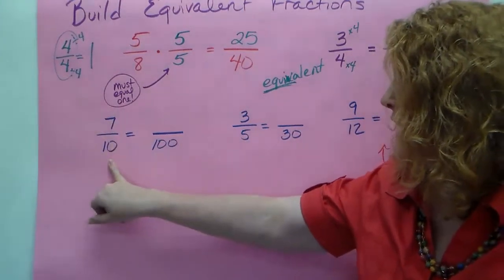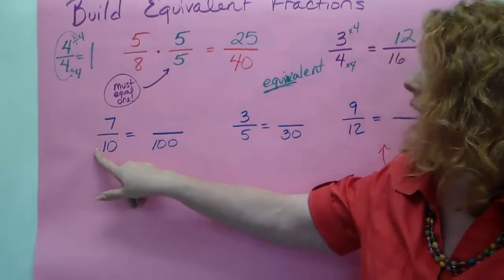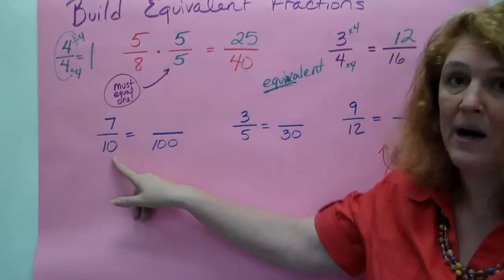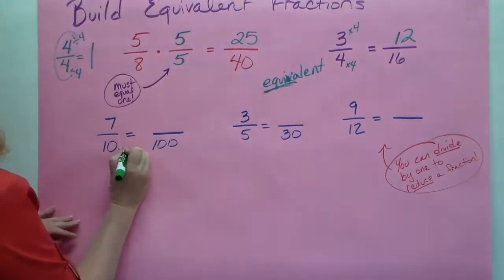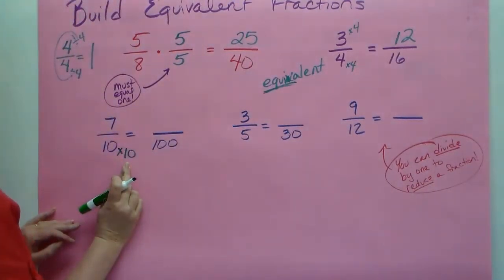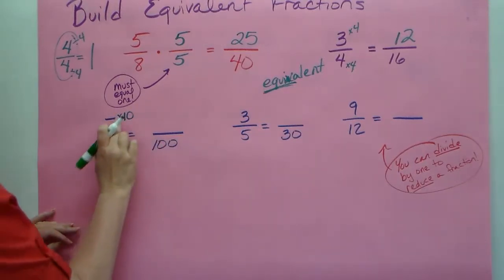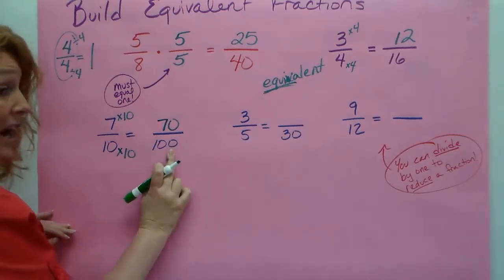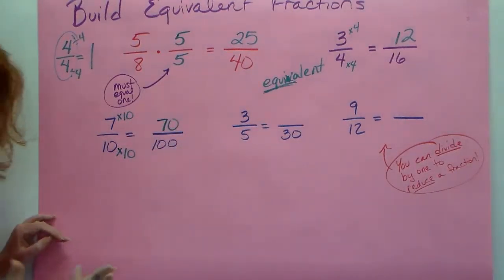I need to get 7/10 into hundredths. So the first thing I'm going to do is say, how do I get from 10 to 100? What do I multiply 10 by to get to 100? And if I do that to the bottom, I have to do that same thing to the top. 7 times 10 is 70. So 7/10 equals 70 hundredths. Leave it there. I know it needs reducing. We just built an equivalent fraction, though.